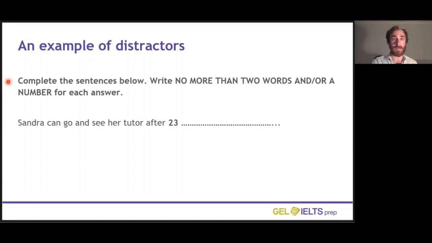Now let's read the sentence. Sandra can go and see her tutor after. So for question 23, because of the preposition after, I would expect a time period, or an event. So it could be a time, like after 6 o'clock. It could be a time period, like after lunchtime, or it could be an event, like after the meeting. We're going to listen to the recording, and we're going to try and pay attention to how many different times, time periods, and events they mention in the recording for this question.